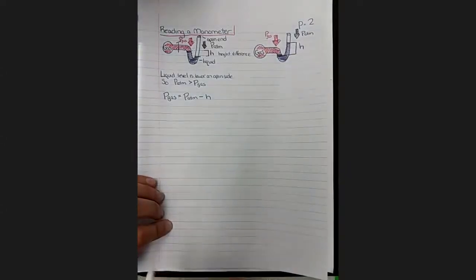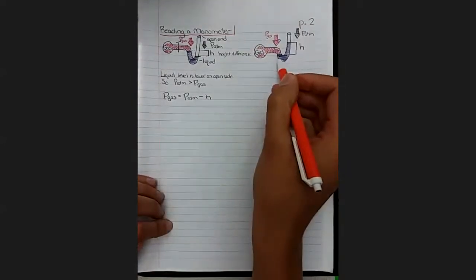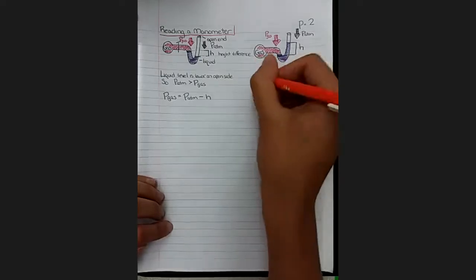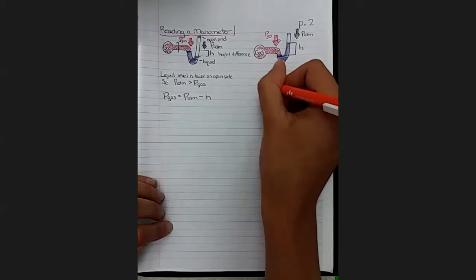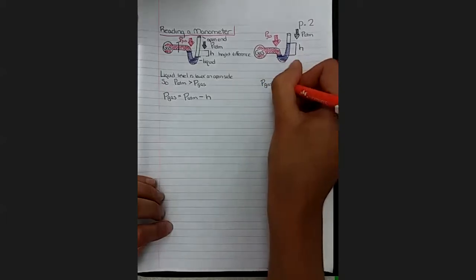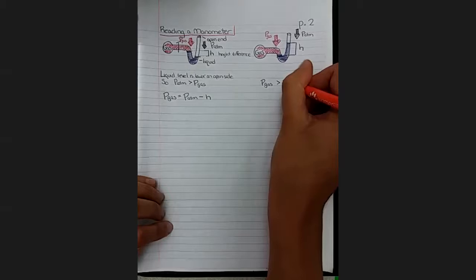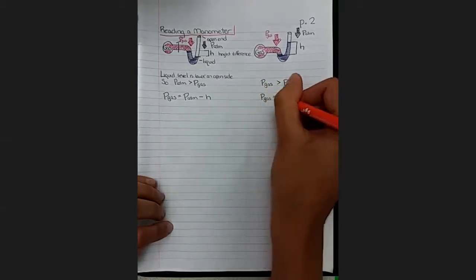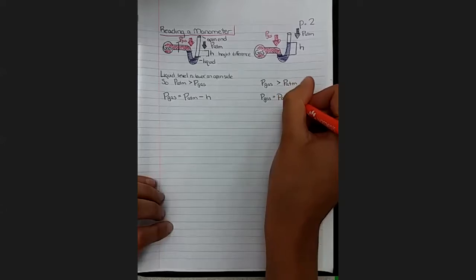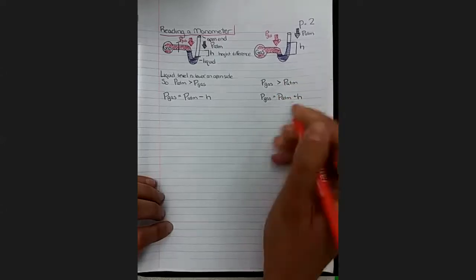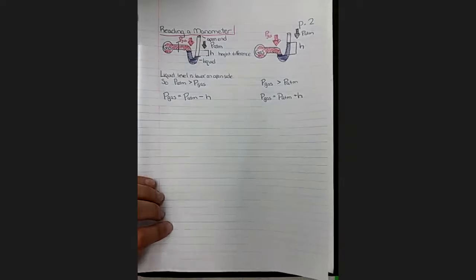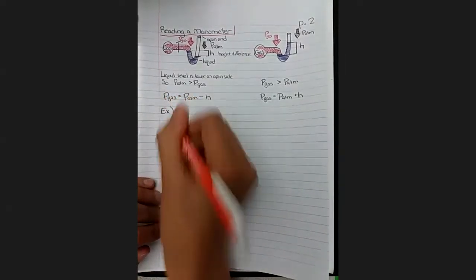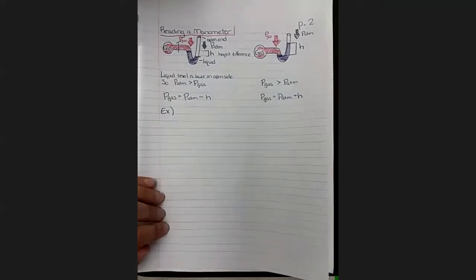So now we have the opposite case. So now the liquid level is lower on the gas side. So the gas is pushing down harder than the atmosphere. The pressure of the gas is greater than the pressure of the atmosphere. So that means we need to take the pressure of the atmosphere and add the height to get a larger number for the gas. So let's do a quick example calculation to make sure we're all on the same page for how to use those formulas.